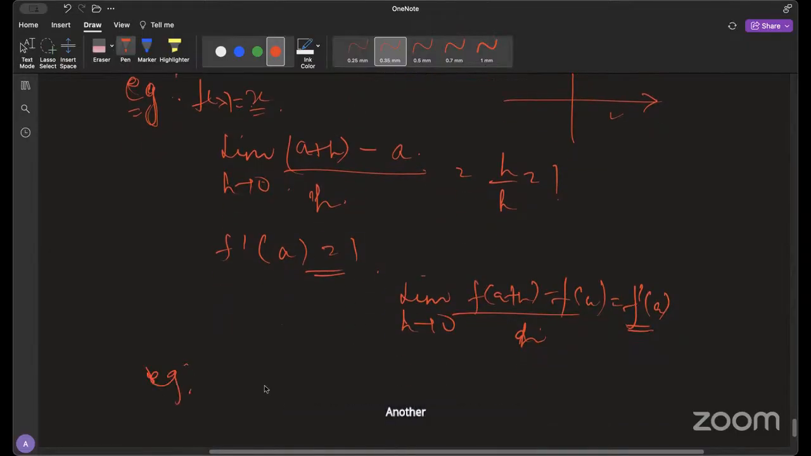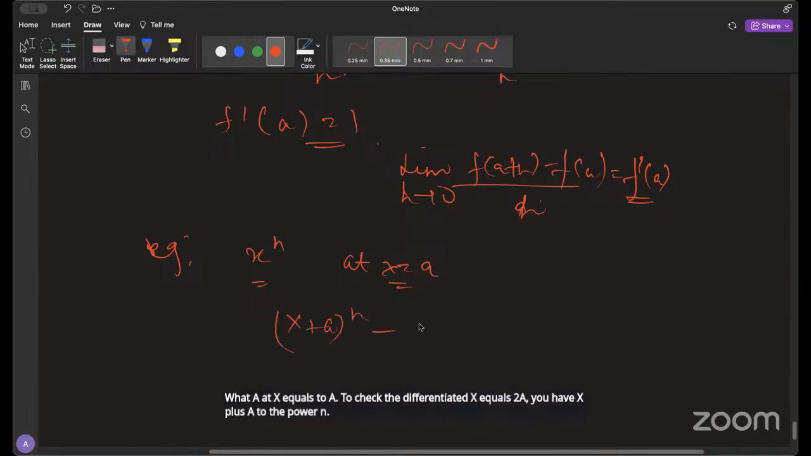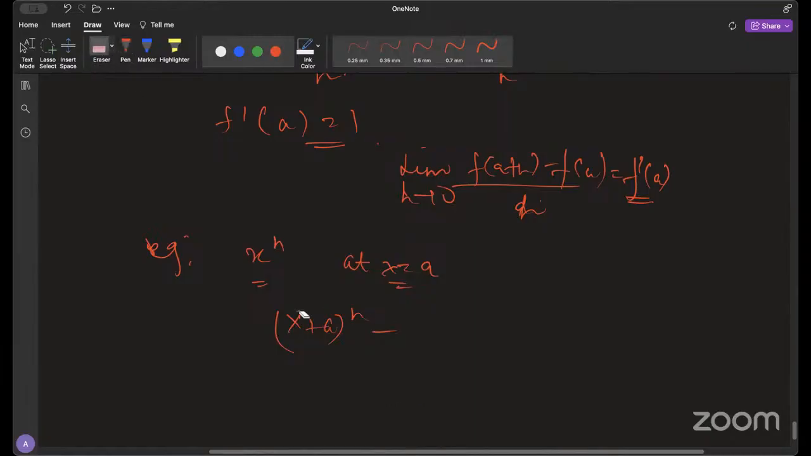Another example: let's take up x squared this time. Or let's just take up x to the power n directly. That will cover x square, x cube, and everything. So let's take f(x) equals x to the power n. At x equals a, to check the differentiability at x equals a, you have (h plus a) to the power n minus a to the power n.